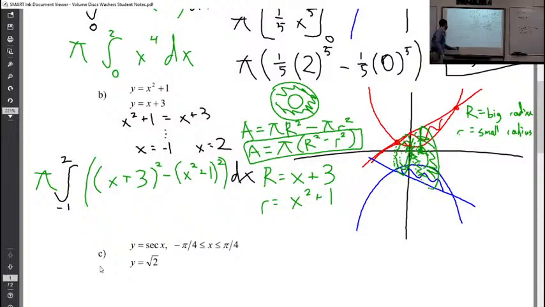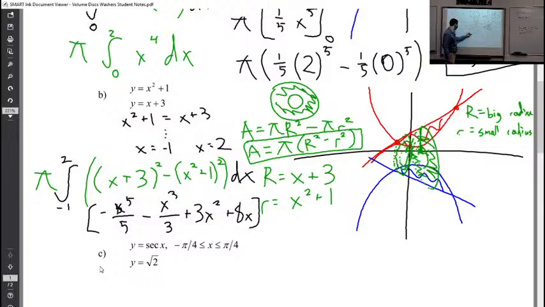The antiderivative here should end up being, you should get an x to the fourth thing, obviously. So the antiderivative is going to be, and it's going to be subtracted, negative x to the fifth over 5, and then minus x cubed over 3, plus 3x squared plus 8x. And you're doing that from negative 1 to 2, and there's a pi out in front. Eventually you should get 117 pi over 5, if you do end up working that out by hand.